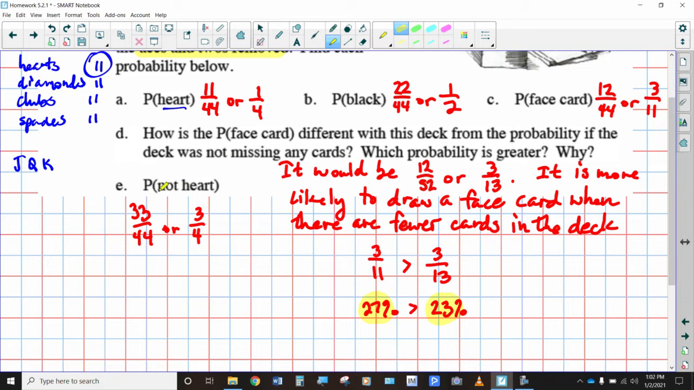And then problem E, that is not a heart, so this would be like the complement. If the hearts were 11 out of 44, then the rest of them would be 33 out of 44. So 1/4 versus 3/4.